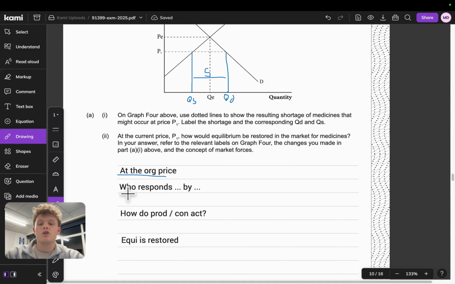So the consumers will respond by bidding up the price. You need to say bidding up the price, and then why are they doing that? They're doing that to access the shortage. How do the producers and consumers act after that? As the price increases, the quantity supplied increases because the medicine is now more affordable, so producers will increase QS, and at the same time, the quantity demanded will decrease as the product becomes less affordable. This will continue until equilibrium is restored at PE, QE.